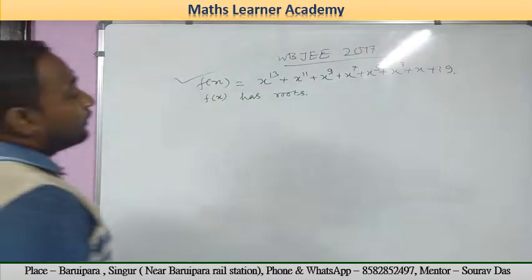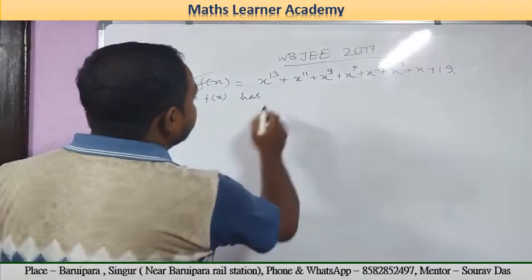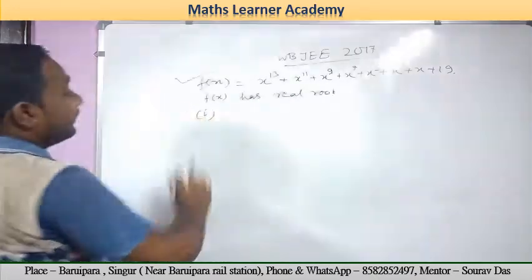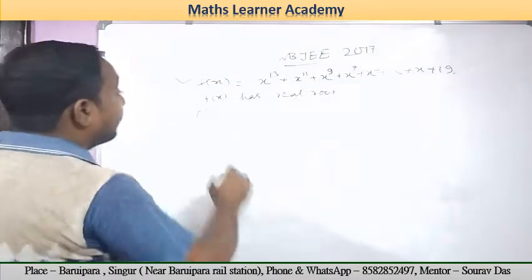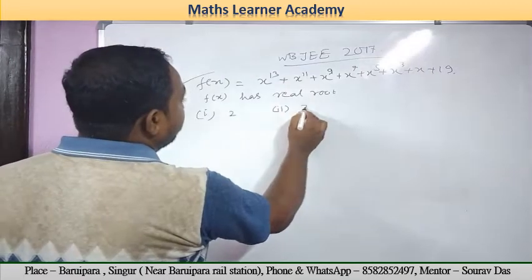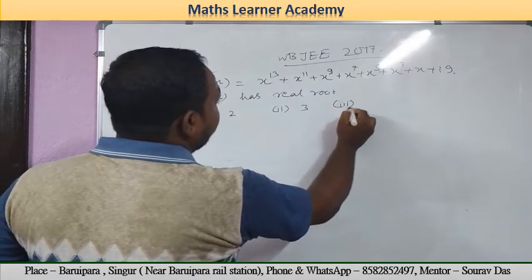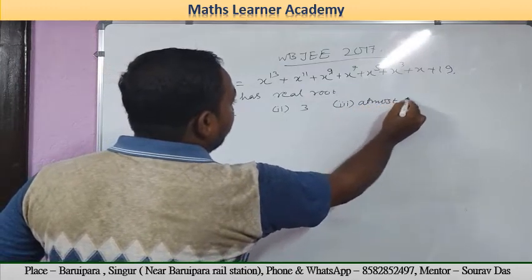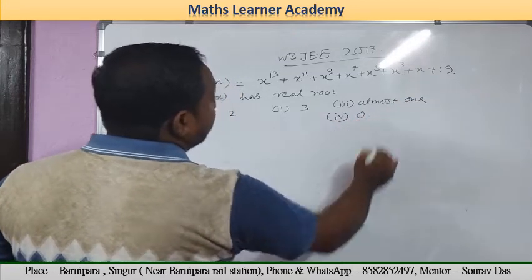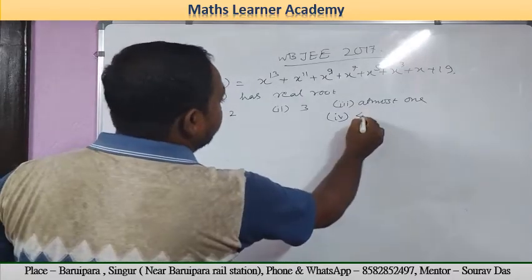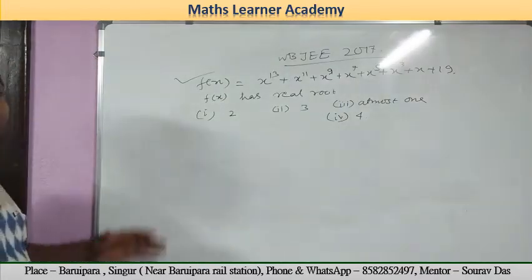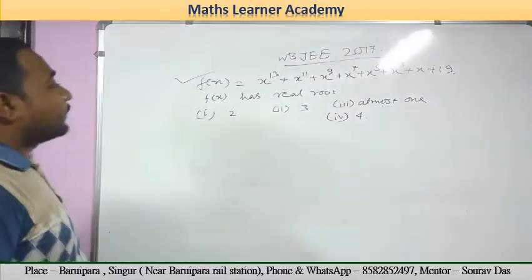f of x has real roots, right? Option 1, f of x has real roots. Option 2, 3. Option 3, at most 1, and option 4 is it will be subscript, right? So actually we are going to find out how many real roots there are in this function f of x.